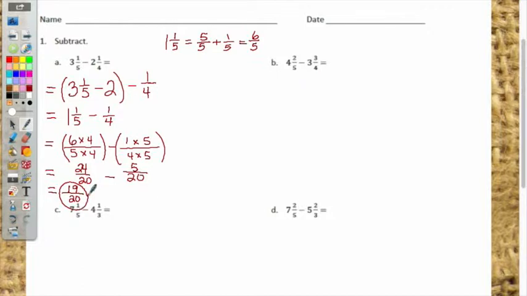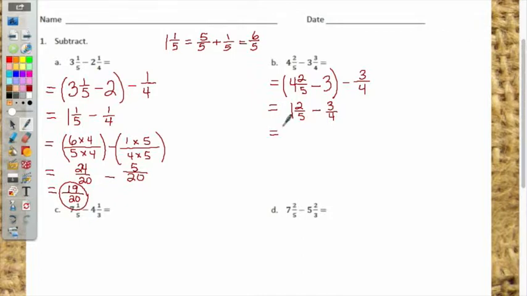Okay, let's look at B. Rewriting the problem, 4 2/5 minus 3/4. All I'm doing is moving the 3/4 outside of the parentheses. That will give me the chance to subtract my whole numbers first. 4 minus 3 is 1. So 1 2/5 minus 3/4. Now if I look at this, my second fraction is larger than my first, so I have to change this mixed number to an improper fraction.